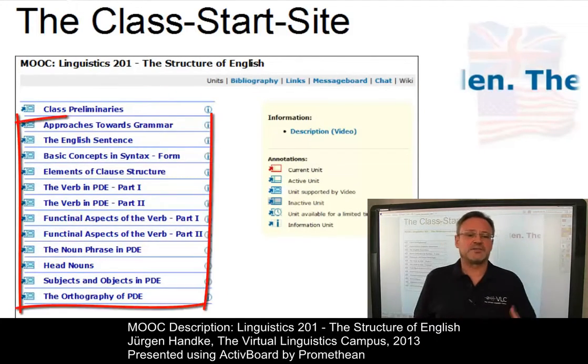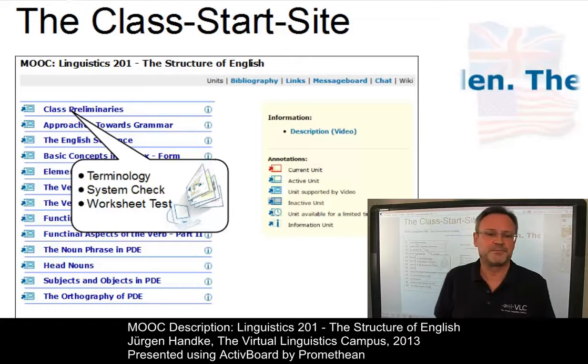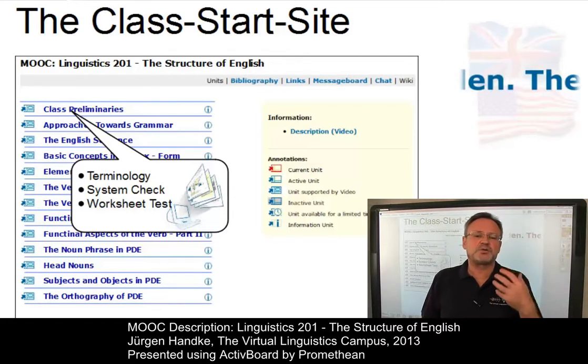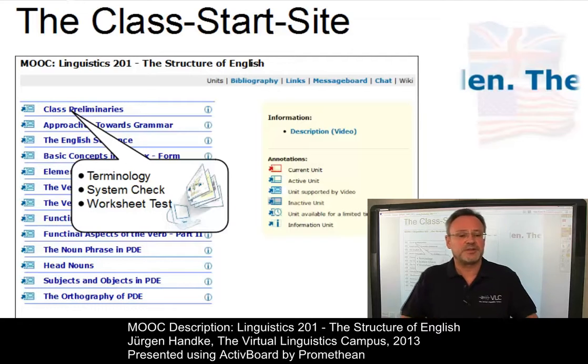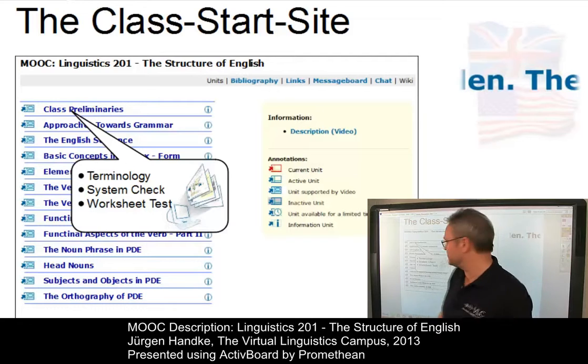The core of the class are the 13 units, where the first one, the class preliminaries, informs you about some general aspects of the class and about the principles of studying online on the Virtual Linguistics Campus. In addition to this, you will find helpful routines that find out whether your computer is configured correctly and whether the submission of worksheets, the backbone of our testing principles, is successful. For this reason, we recommend to go through the class preliminaries very carefully, especially if you're a first-time user of a class on the Virtual Linguistics Campus.